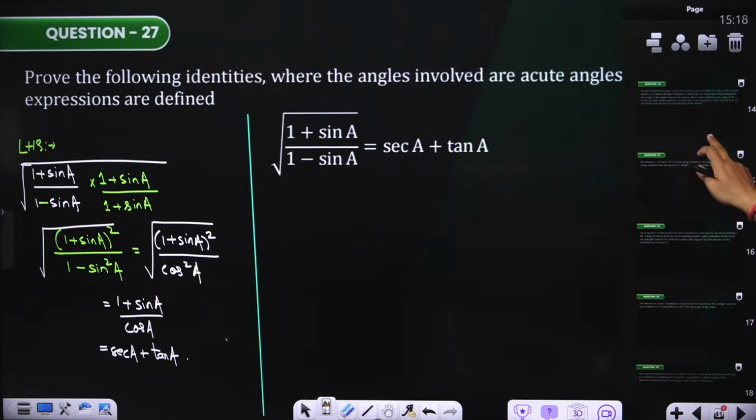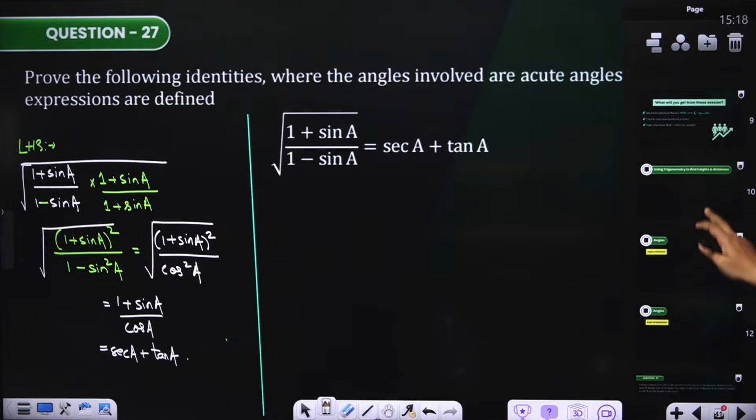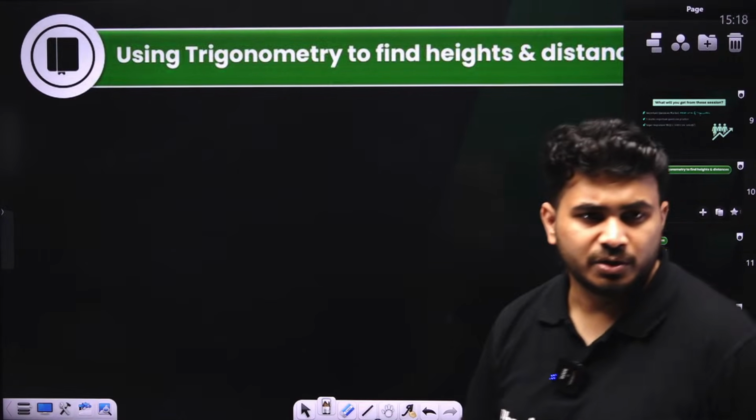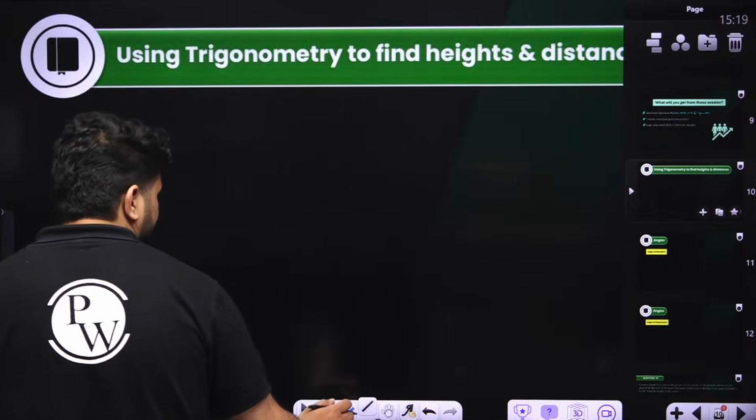Next topic we will start. That is nothing but what? Using trigonometry to find heights and distances.